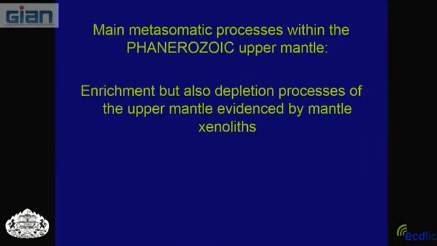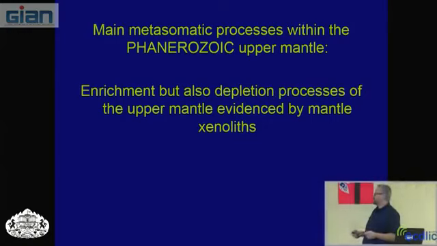So now I will focus on the main metasomatic processes occurring within the Phanerozoic upper mantle. Today we focus on xenoliths in mafic magma, mostly basaltic magma. We forget for a while the xenoliths from kimberlite and lamproite. But we will see some enrichment, and at the end I will also show you that you can deplete your mantle in some cases, not by partial melting, but by metasomatism. Usually, metasomatism will enrich your mantle with new mineral phases and incompatible trace elements, but in some cases, depending on the composition of the melt, you can deplete your mantle.